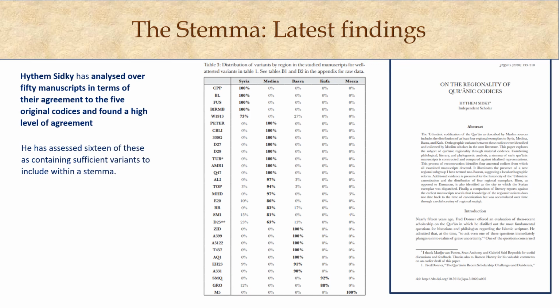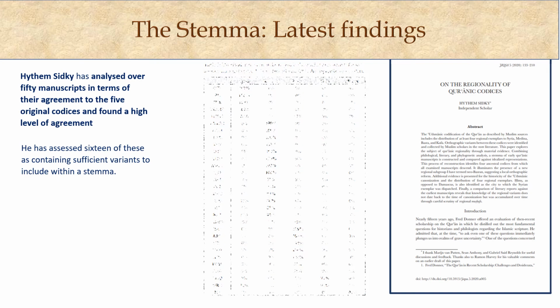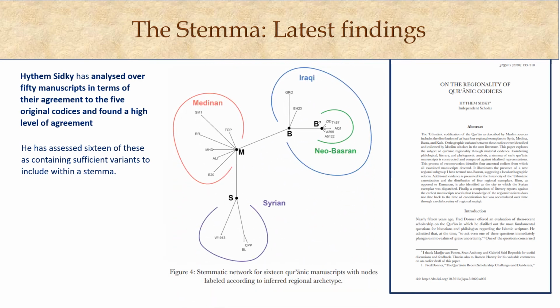Dr. Sidki has assessed 16 of these manuscripts as containing sufficient variance to construct a stemma from. And this is what he has produced. The M in the centre of the chart represents the Medinan regional codex, which may well be the original archetype. You see that there are 6 manuscripts that seem to be copied directly from that regional codex. You also see that there are 2 other regional codices that seem to be copied from it.